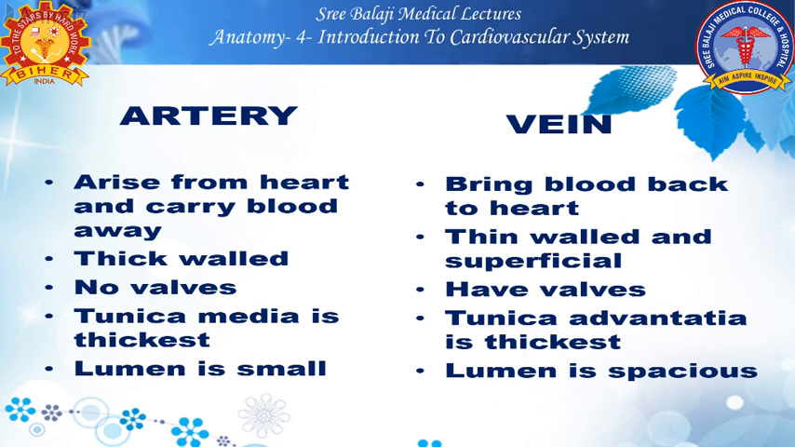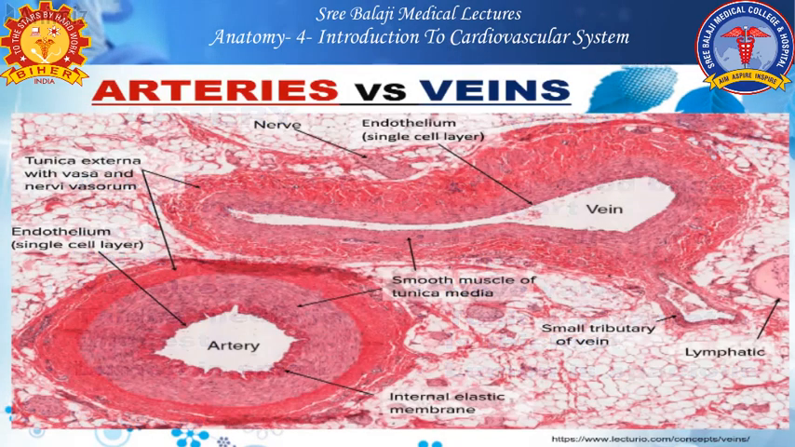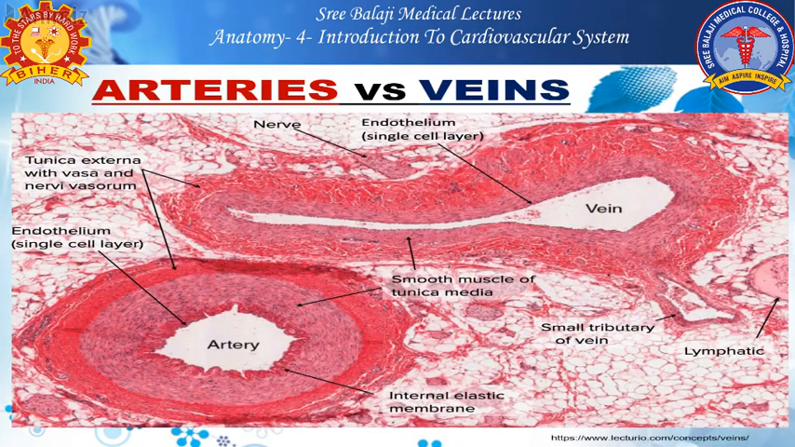The veins bring blood back to the heart. They are thin-walled and superficial. They have valves. Here tunica adventitia is the thickest and lumen is spacious. This diagram shows the histological difference of the arteries and veins.